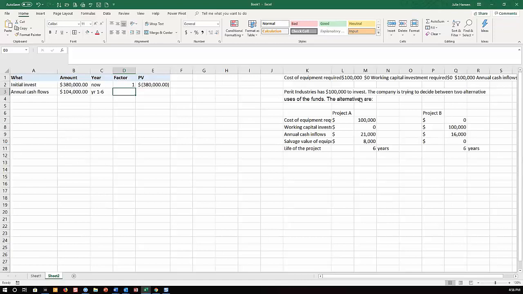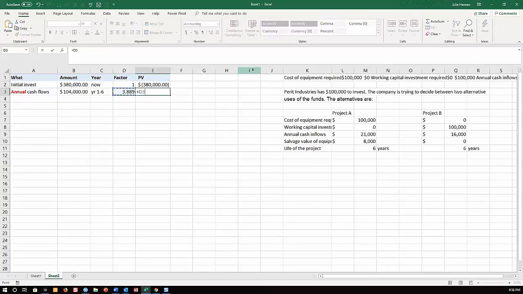Now I'm on the annuity table. Why am I on the annuity table? Because of this word annual. Do you see that word annual? That's my ticket right there. That's how I know to go to my annuity table. So year 6, interest rate 14%, 3.889, right? Okay. And then I'm going to take that and multiply it out times that.